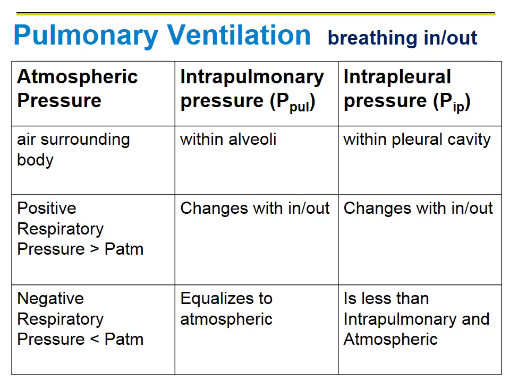Intrapulmonary pressure. The pressure of the air molecules within our alveoli. This can be changed, and since it's in contact with the atmosphere, it can become equal to atmospheric pressure. This causes a limit on how much air you can breathe in. Intrapleural pressure. The pressure within the pleural cavity, which is surrounding the lungs. This can also be changed. However, because it is a closed space and never in contact with the environment, it will always be a little less than the other two.